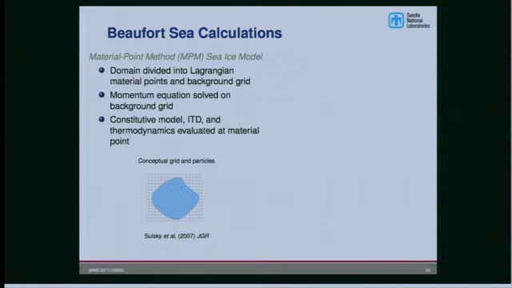It's a discretization, kind of a particle and cell type discretization, where the domain is divided between Lagrangian points and a background grid. We solve the momentum equation on the background grid, but the constitutive model, ice thickness distribution, and thermodynamics are all evaluated at material points. The point about the constitutive model is important because once you have damage, since the points are Lagrangian, we don't have any smearing effect from trying to advect the damage on an Eulerian grid.